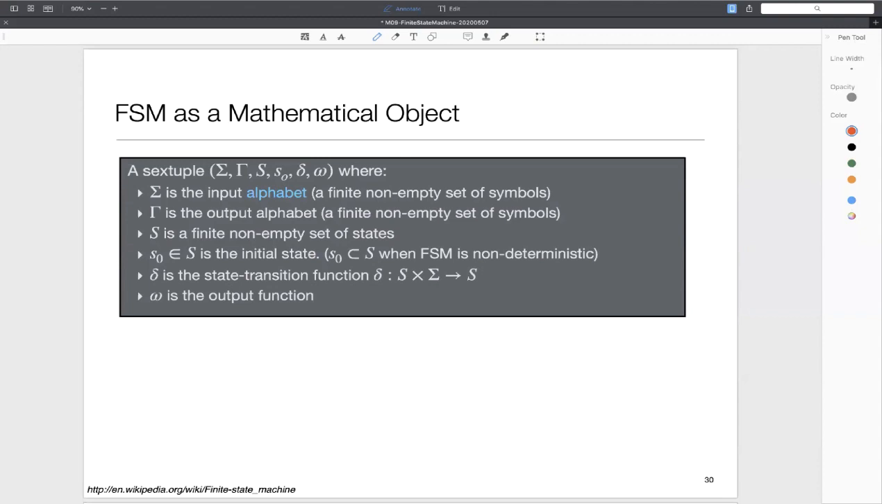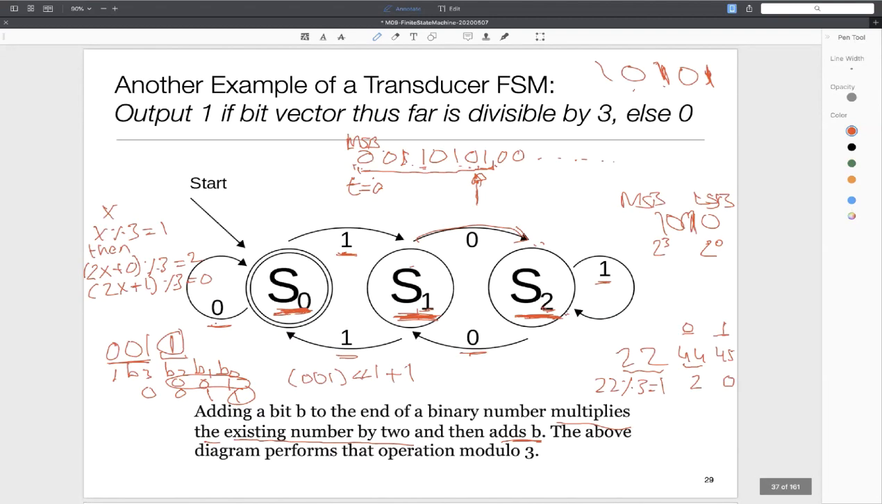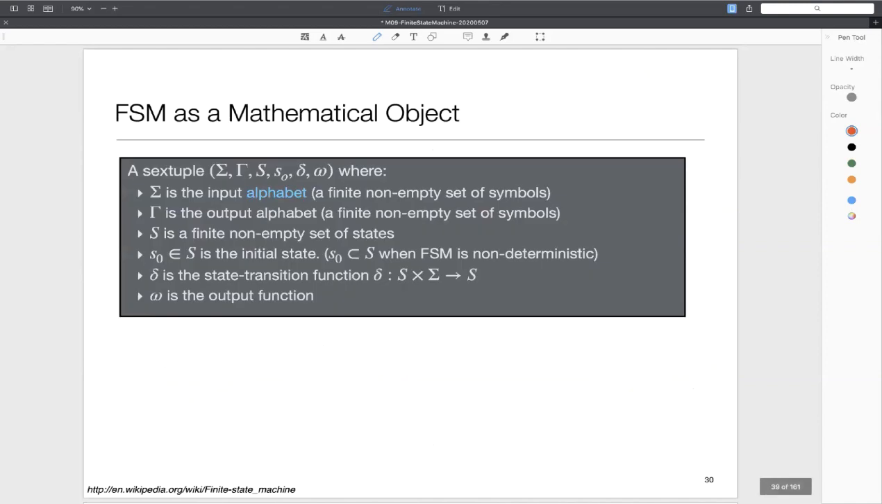Sigma is an input alphabet. It's a set of symbols that the machine receives on the input. For example, in this case, sigma was just the set 0 and 1 because I had only 2 allowable inputs. In my UCLA example, it was the characters of the English alphabet and the special symbol $. So that's the big set sigma.